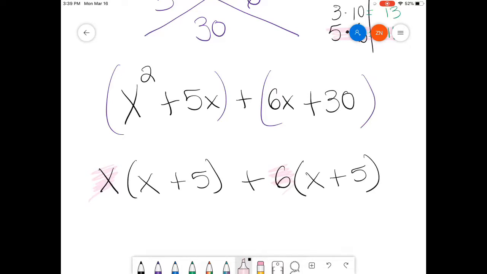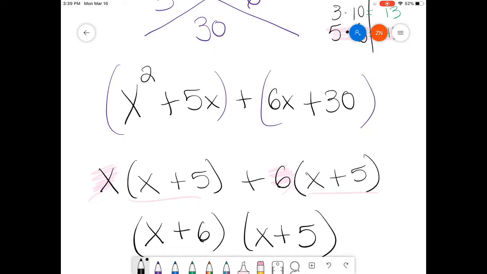Write these ones first. So you have x plus 6. And what matches in parentheses only needs to be written once. Okay, here is my factoring of my trinomial.